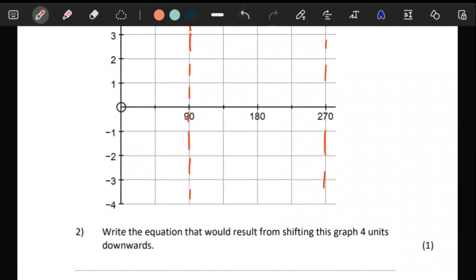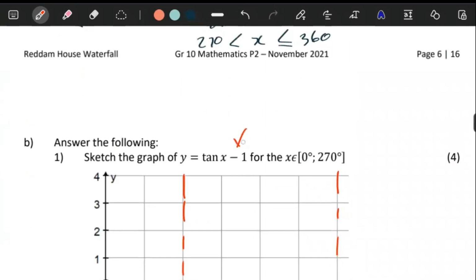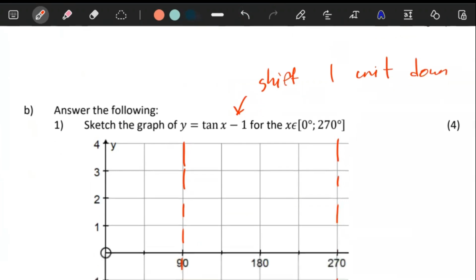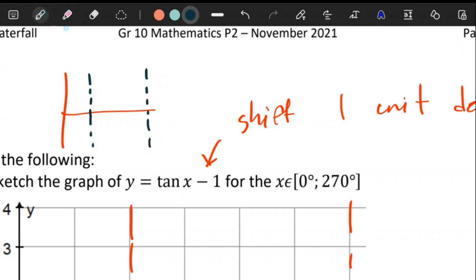Now what we do know is that between 0 and 90, a standard tan graph, the idea is this is telling you that this is a standard tan graph that has been shifted 1 unit down, you see. So a standard tan graph would have looked something like this. You see, there would have been 90 here, 270 here, and then there would have been a line here.